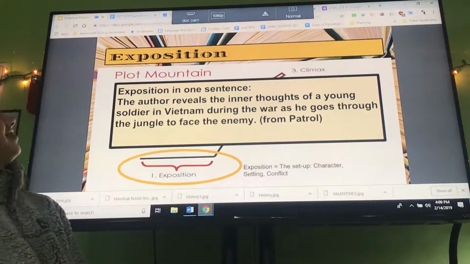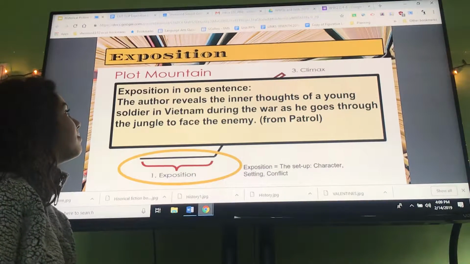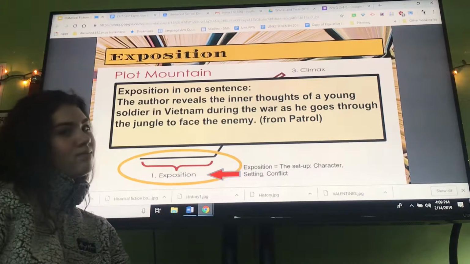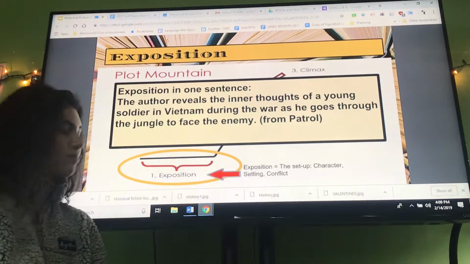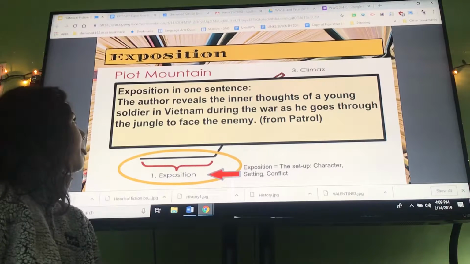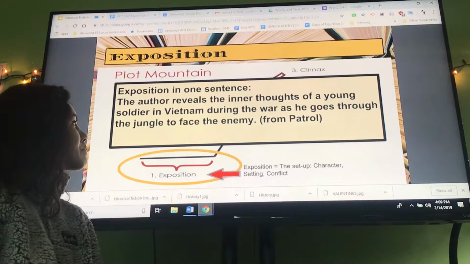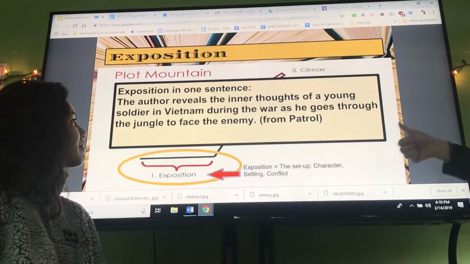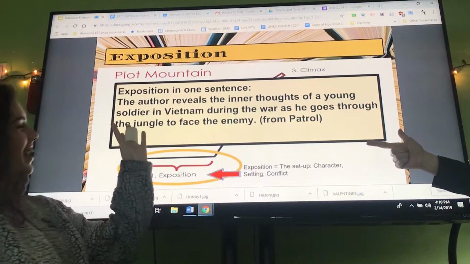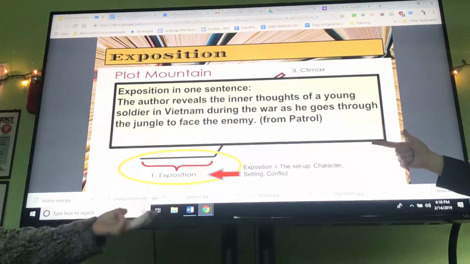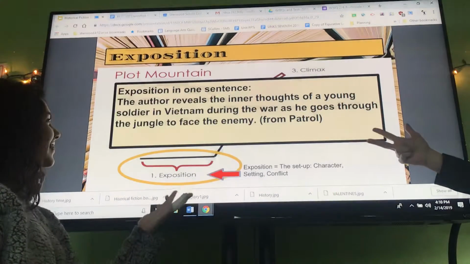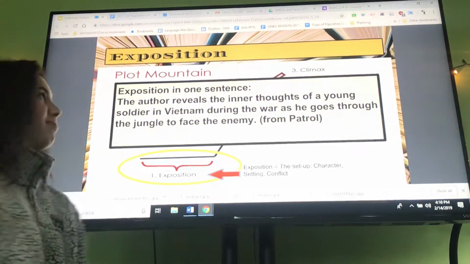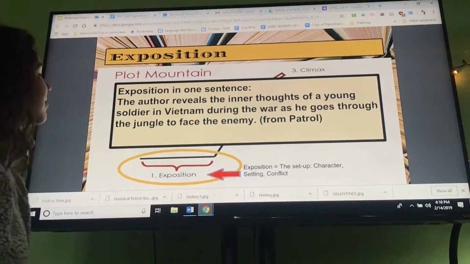Here's how I would do that with the book Patrol. The author reveals the inner thoughts, because remember, it's kind of from just him thinking. It's third person, but we get kind of a sense of what he's thinking. The author reveals the inner thoughts of a young soldier in Vietnam during the war as he goes through the jungle to face the enemy. So you've got the character and the place and the conflict that's happening, the situation that's happening.